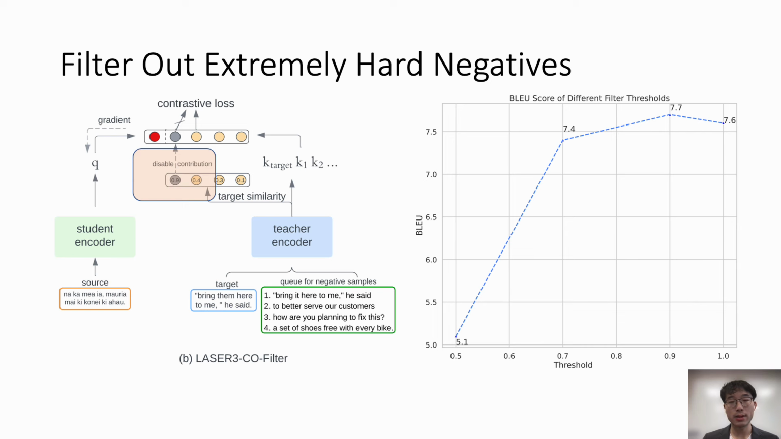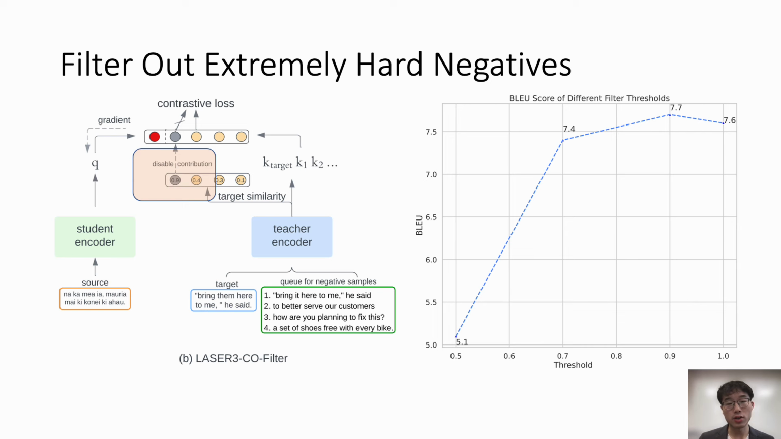The prefiltering method is visualized to the left, and we pre-compute a target similarity between the target sentence and each of the samples in the queue. If a sample has a very high similarity score to the target, its contribution to the contrastive loss would be disabled, meaning that this sample is no longer used. For example, the first sample here is too close to the target and it's not used in the contrastive loss.